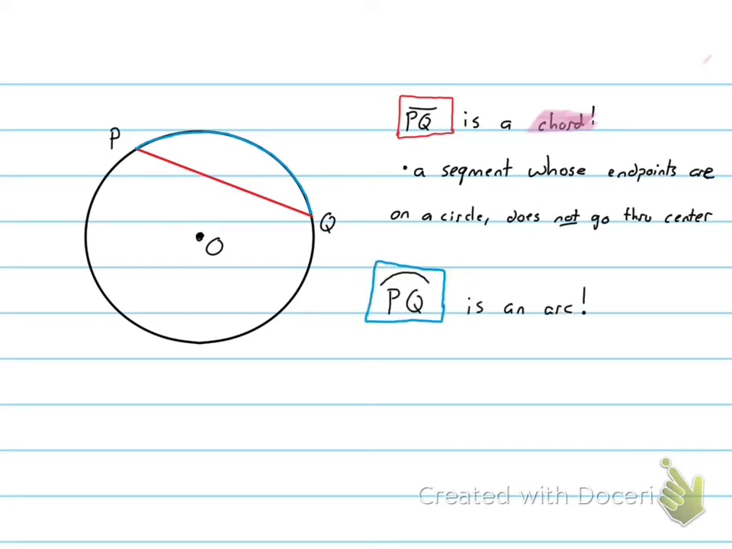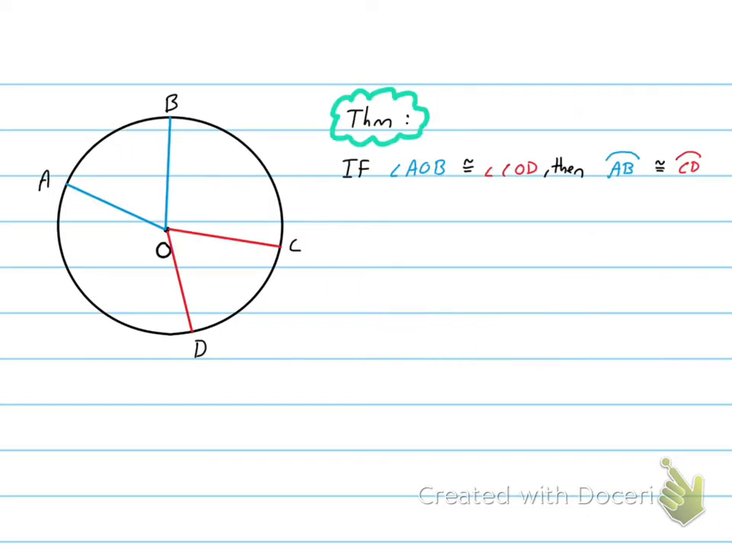PQ, so that blue kind of arc there, is an arc. An arc is really just a piece of the circumference, so part of the way around a circle, not the whole thing. And those are going to lead us to a lot of the theorems we're going to talk about today.